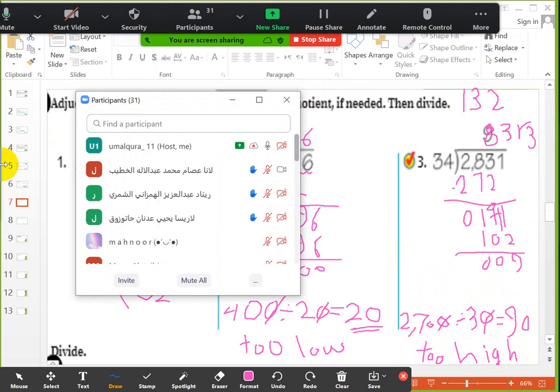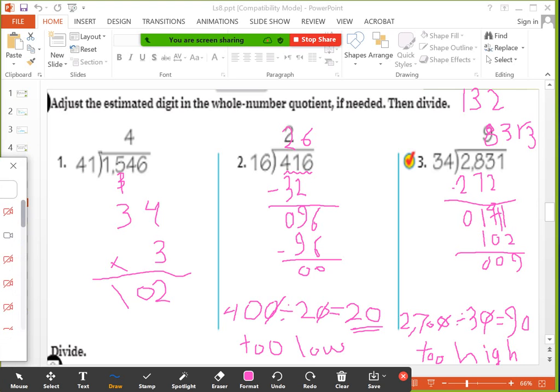Okay. Girls, if you have any question, girls, if you finish, please type 1 in the chat if you finish this page.